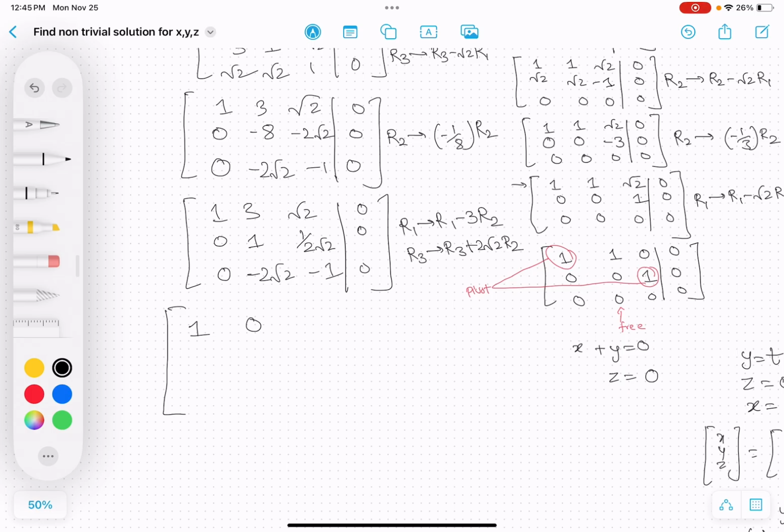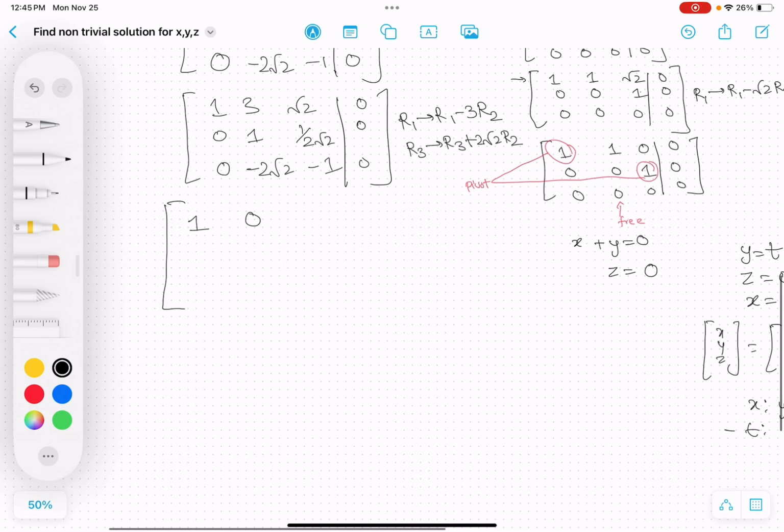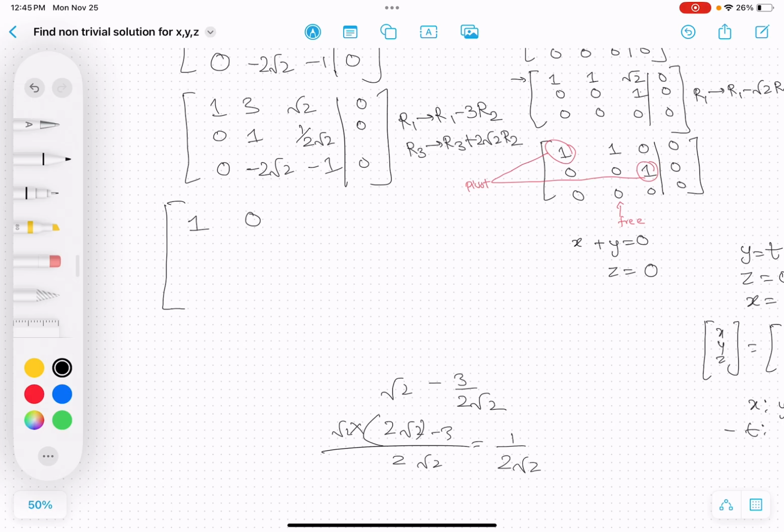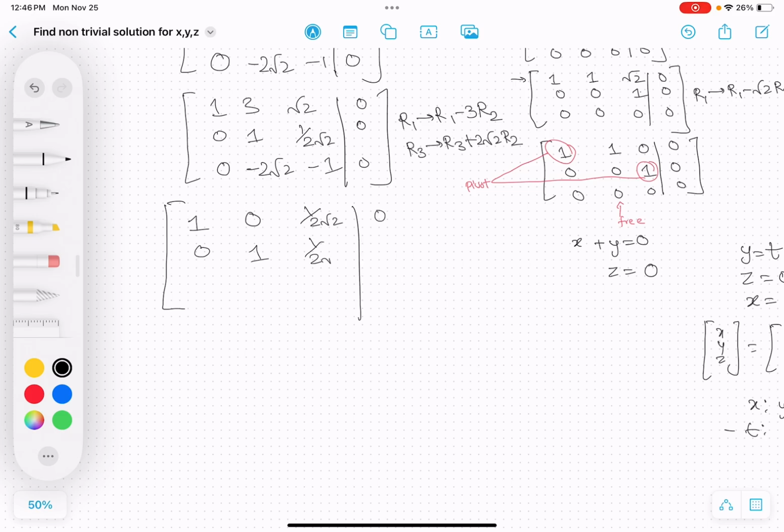And now this one might be a bit tricky to calculate. So root 2 minus 3 by 2 root 2, right? So this is 2 root 2 minus 2 root 2 times root 2 minus 3 by 2 root 2, which is 4 minus 3, 1 by 2 root 2, right? Okay. This is 1 by 2 root 2. So this is 1 by 2 root 2, 0, 0, 1, 1 by 2 root 2, 0.